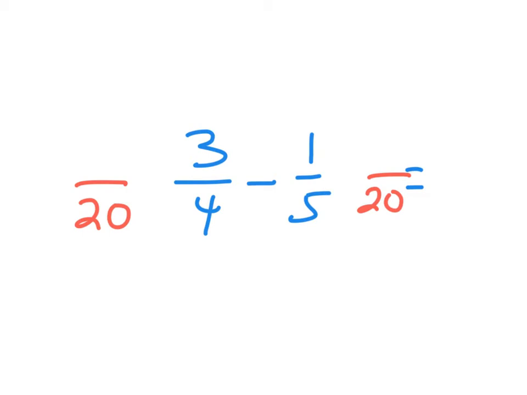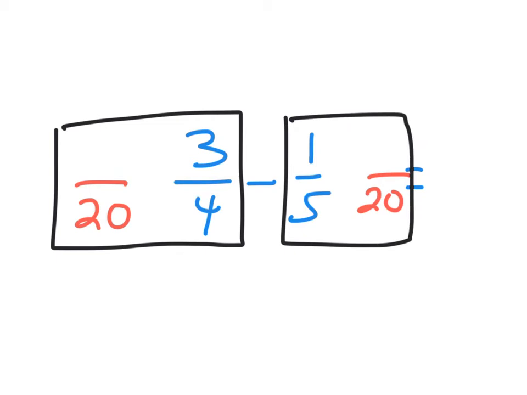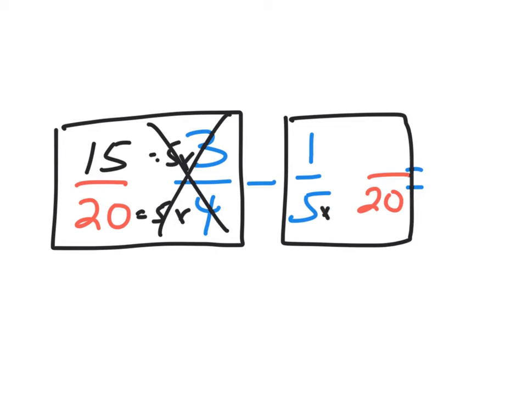Okay, now I need to look at both problems as equivalent fraction problems. 4 times 5 equals 20. So 3 times 5 equals 15. Done with 3/4. 15/20 is equal to 3/4. 5 times 4 is equal to 20. So 1 times 4 is equal to 4. 4/20 is equal to 1/5.